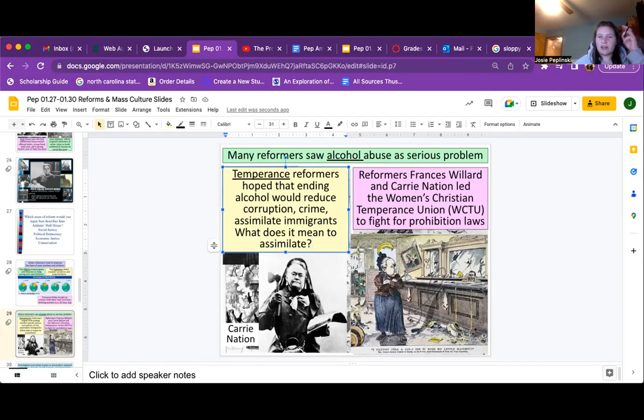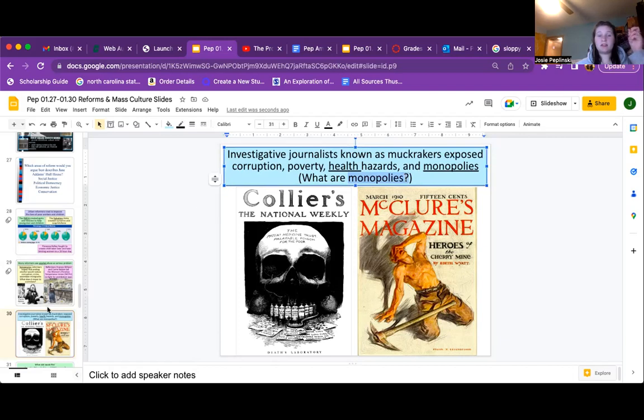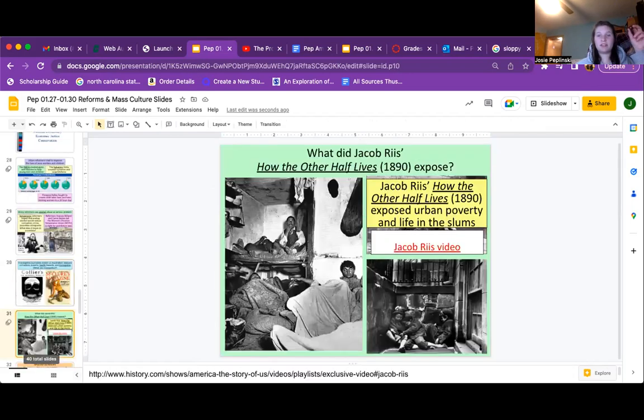Reformers Frances Willard and Carrie Nation led the Women's Christian Temperance Union to fight for prohibition laws. This word prohibition will mean banning alcohol. That is a word that you need to know. Prohibition is banning alcohol. Investigative journalists known as muckrakers exposed corruption, poverty, health hazards, and monopolies. What are monopolies? What does it mean to be a monopoly? A monopoly is a big business. So a monopoly specifically would be a big business that does not have competition.